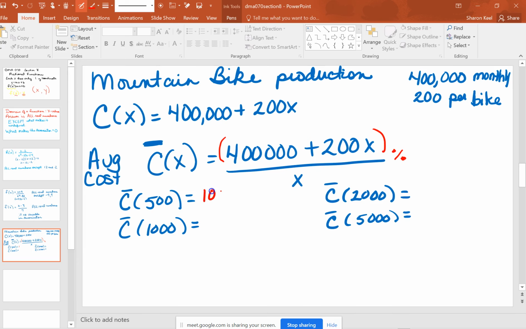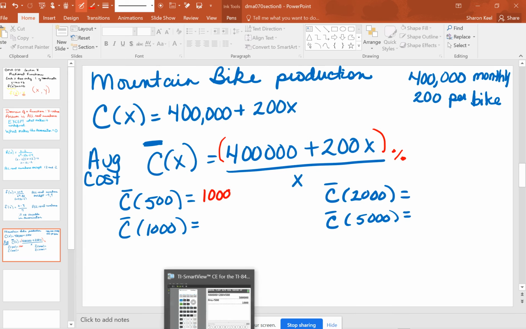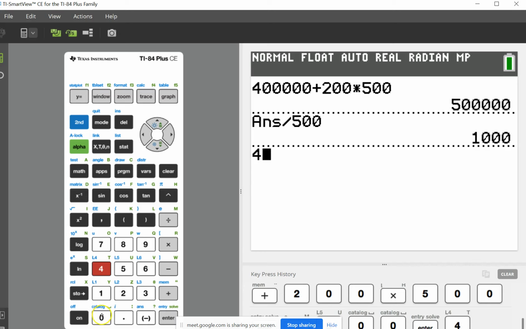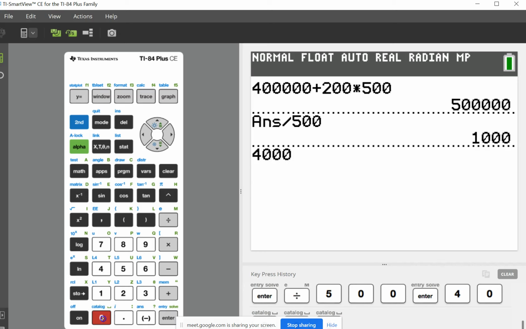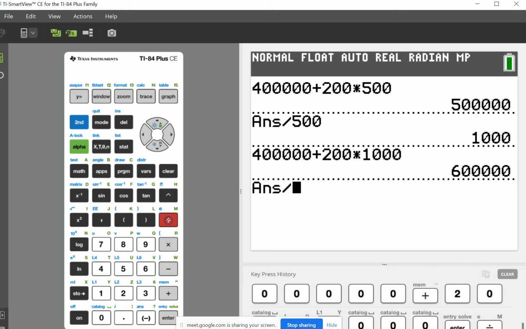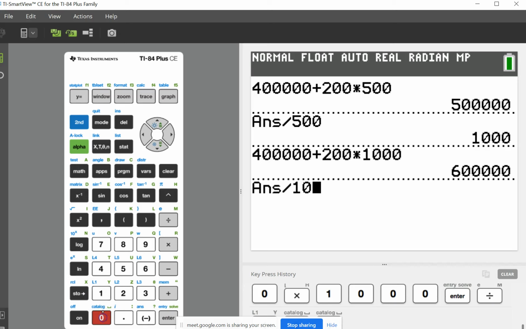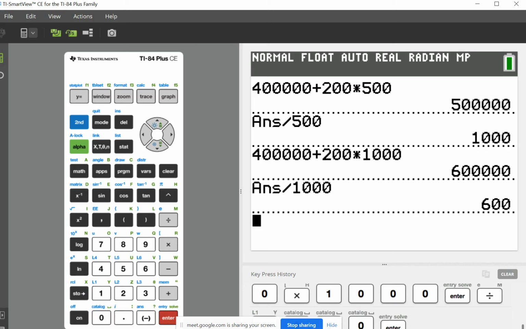So the first answer, let's do the average cost for 1,000 bikes. So 400,000 plus 200 times 1,000, press enter, and then we're going to do divided by 1,000. And that gives us an average cost of $600.